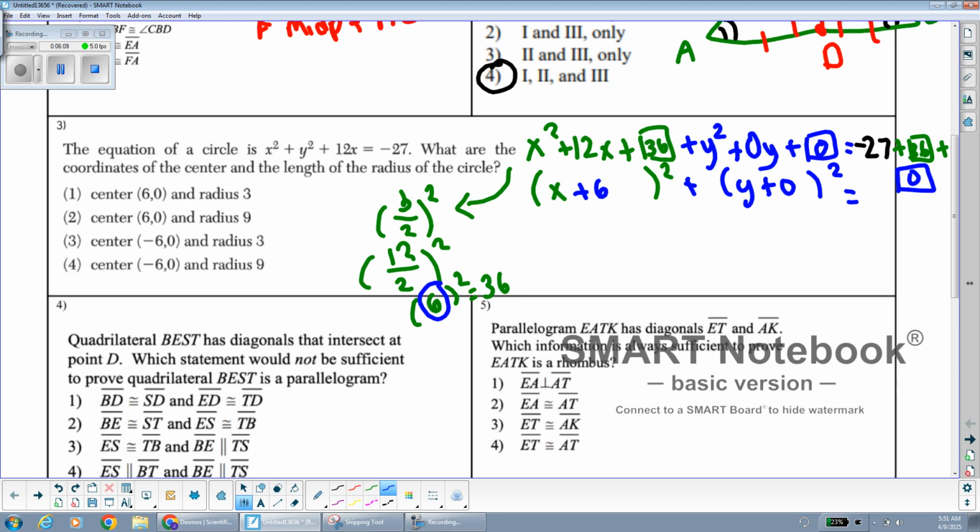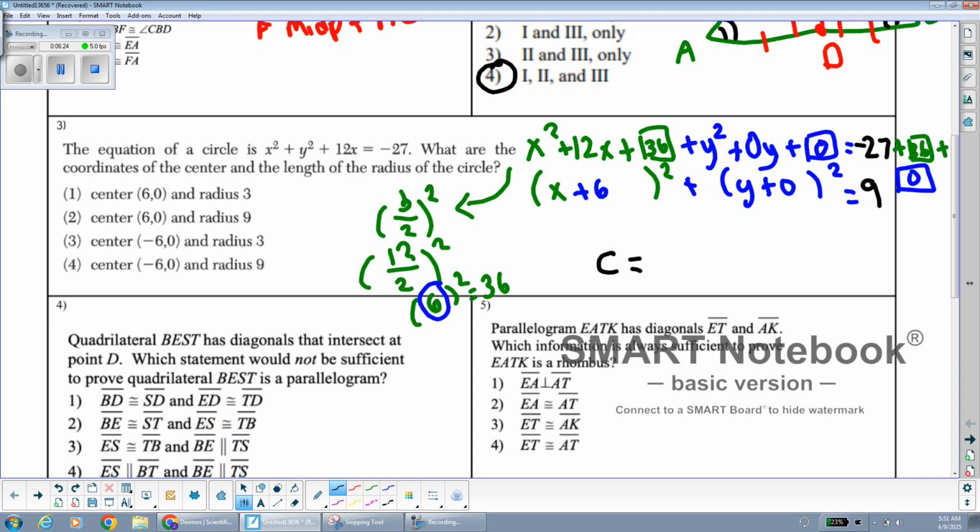So on the right-hand side, all we have to add together is really negative 27 and 36, which is 9. And now we have it converted into the correct format.